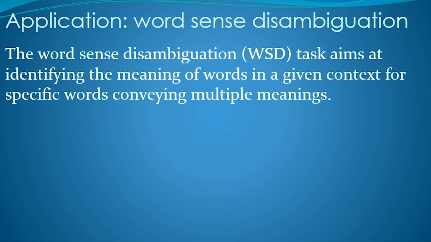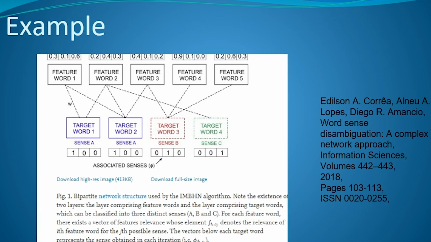So word sense disambiguation task: identify the meaning of words in a given context for specific words conveying multiple meanings. So certain words have multiple meanings. For example, match, shoot. So many words are there with multiple meanings. So identifying the correct meaning is called word sense disambiguation. Again, this is also used.